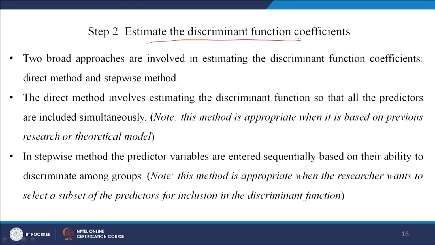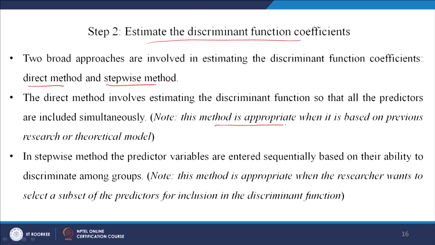Second, how do I estimate the discriminant function coefficients? Two broad approaches are there, right. One is the direct method and the other is the stepwise method. By now I think you have understood what the stepwise method is. In regression also I had explained. The direct method involves estimating the discriminant function so that all the predictors are included simultaneously, enter, and as in regression you are using the method enter. Okay. This method is appropriate when it is based on previous research or theoretical models. In the stepwise method, the predictor variables are entered sequentially based on the ability to discriminate among the groups. So, you may use a forward method or something like in stepwise. In the regression we are using forward regression, backward regression, similar, right.